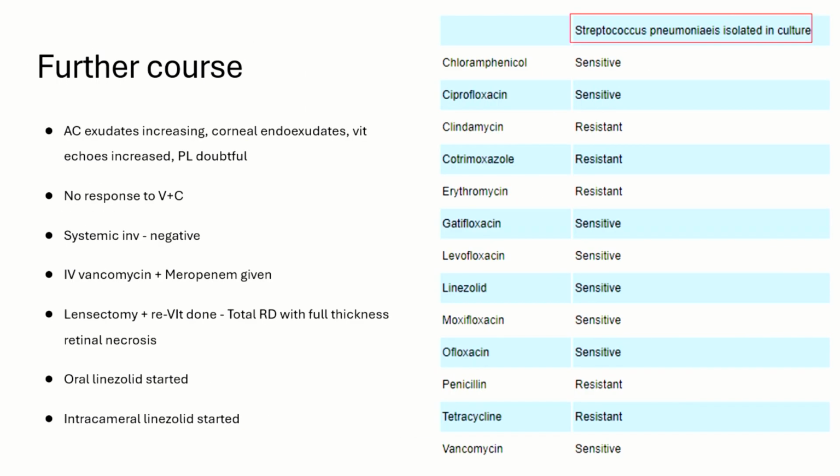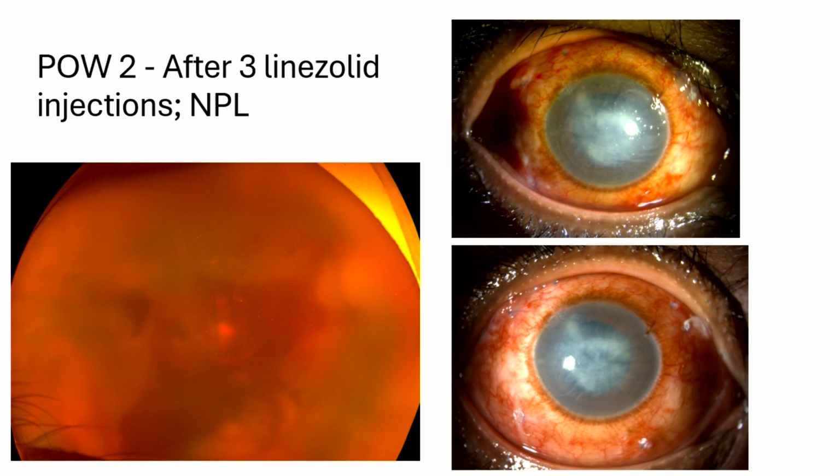So it was pneumococcus. In the first surgery, the retina was okay, the lens was clear, only core vit, but it didn't respond to vancomycin at all. It was sensitive. She was given IV vanco plus meropenem by the internist, but it didn't work. AC full of exudates. So I took her up for lensectomy and revitrectomy and found full thickness retinal necrosis and detachment. Retrospectively, I wonder whether I should have done lensectomy in the first surgery. Not sure. She responded only to intracameral linezolid and oral linezolid.